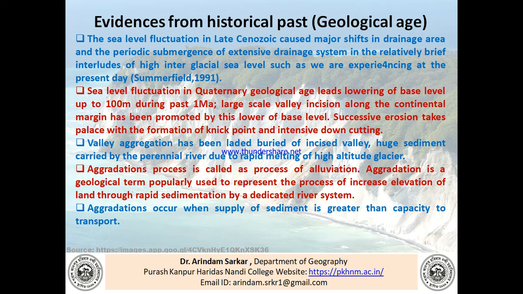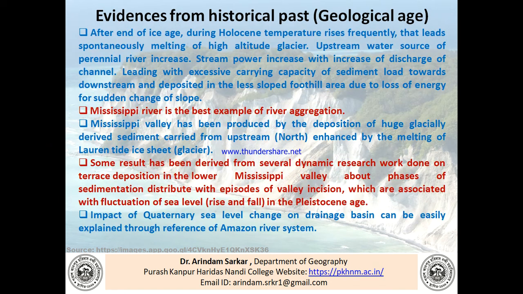Valley aggradation has been layered, buried in incised valleys, with huge sedimentation carried by the perennial river due to the rapid melting of high altitude glaciers. The aggradation process is called the process of alluviation. Aggradation is a geological term popularly used to represent the process of increased elevation of land through rapid sedimentation by a dedicated river system. Aggradation occurs when the supply of sediment is greater than the capacity of transport.